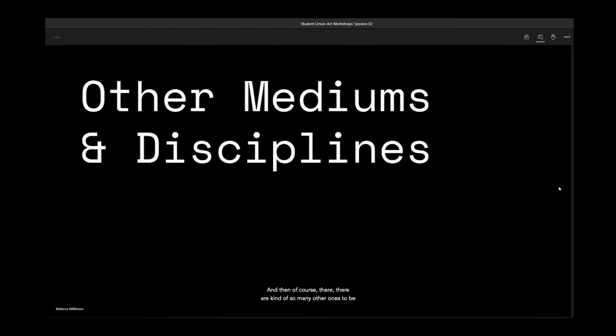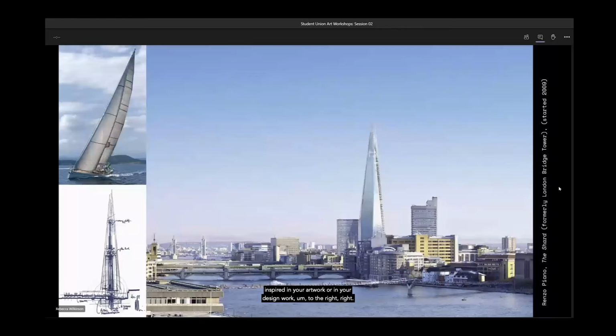And then of course there are so many other ways to be inspired in your artwork or in your design work. To the right, this large image is a render of a building that's being constructed right now in London on the waterfront. It is designed by architect Renzo Piano, who is known to be a lover of sailing, and he was really inspired by the image of the sail on the horizon on the water, and this is what this building is all about.